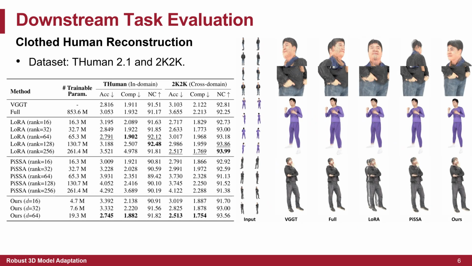We further evaluate our method on clothed human reconstruction to test cross-domain generalization. Here, the target data are real human scans, which are very different from the synthetic data used for subspace mining. Even under this large domain gap, our method achieves strong performance. This shows that the extracted attribute subspaces are transferable and can generalize beyond the synthetic domain to real-world reconstruction tasks.